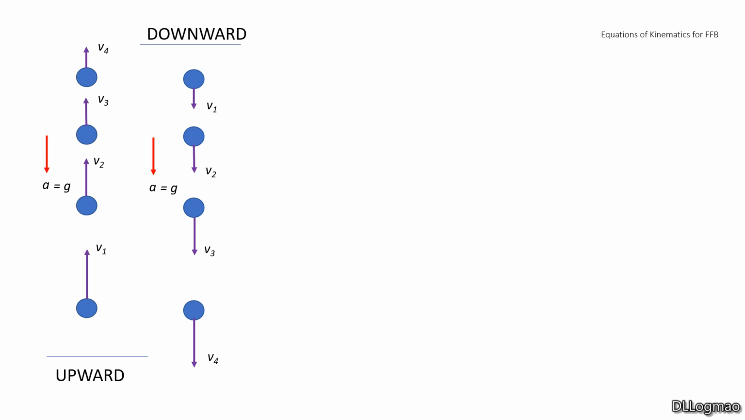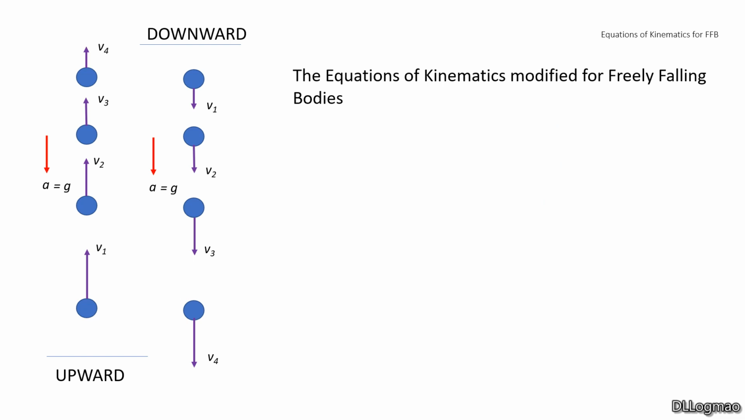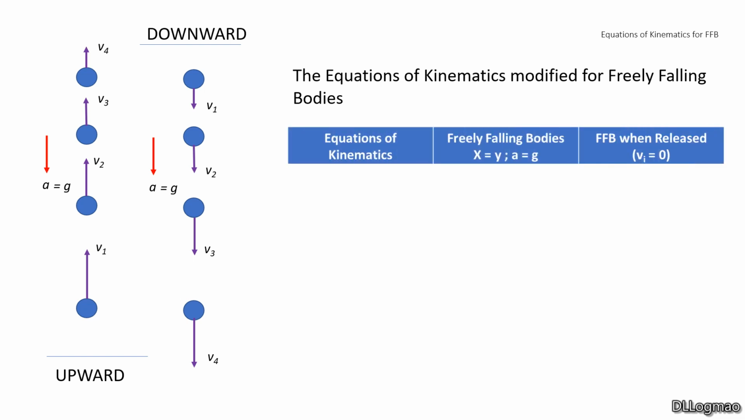A freely falling body is uniformly accelerated. Can we use the equations of uniformly accelerated motion or equations of kinematics for freely falling bodies? If you say yes, then you're right. These bodies are both moving with constant acceleration. What are the equations of kinematics modified for freely falling bodies? This table presents the equations of kinematics and the modifications for freely falling bodies.